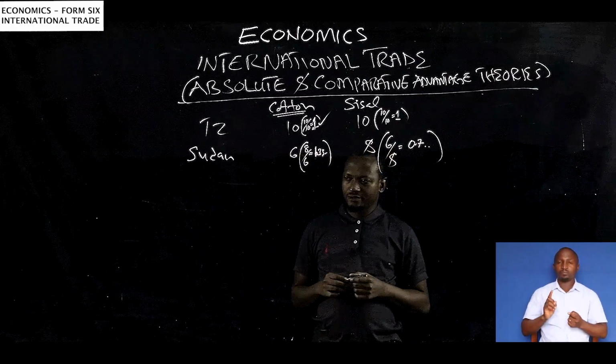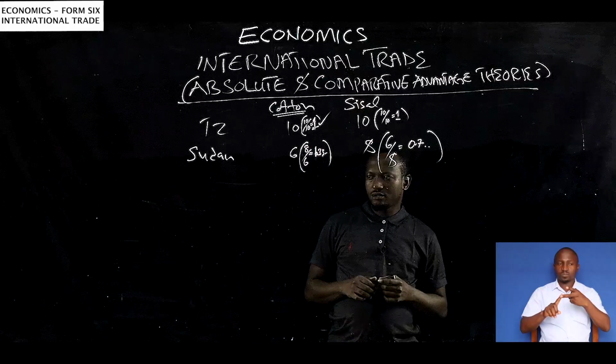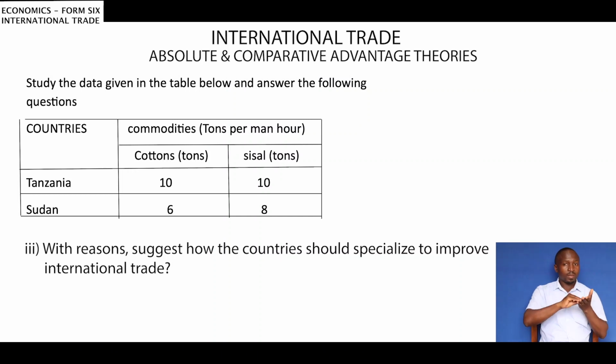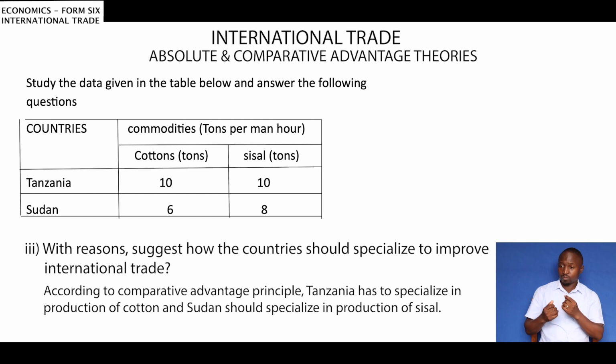And when we come to Roman 3, with reasons, suggest how the countries should specialize to improve international trade. According to comparative advantage, Tanzania should specialize in the production of cotton, which has low opportunity cost, while Sudan should specialize in the production of sisal.